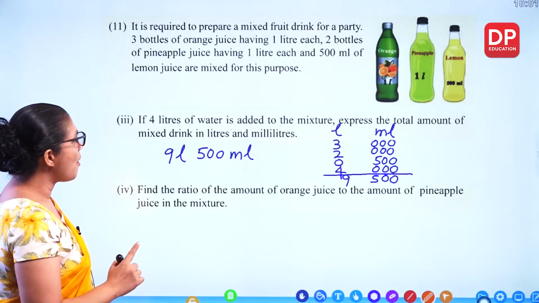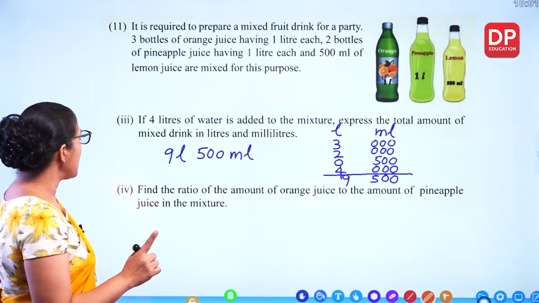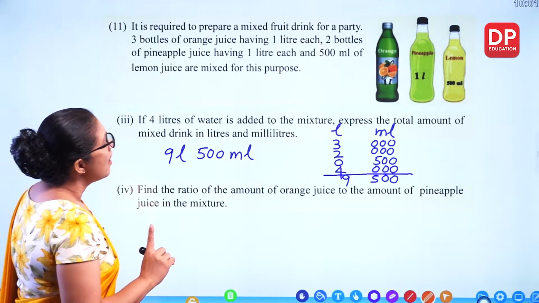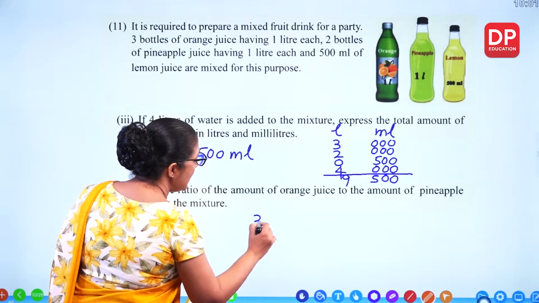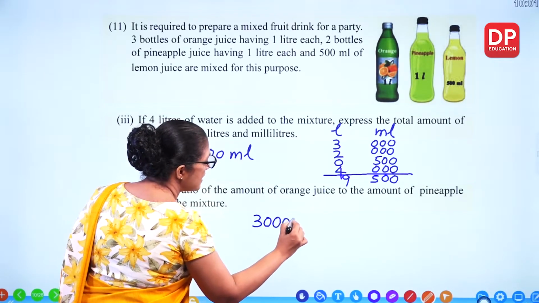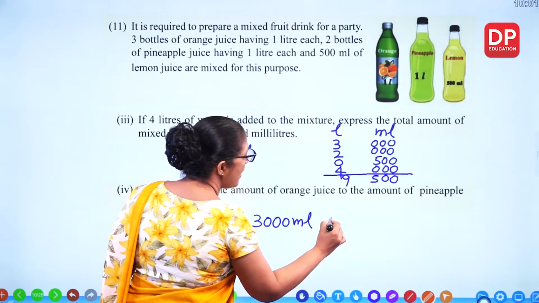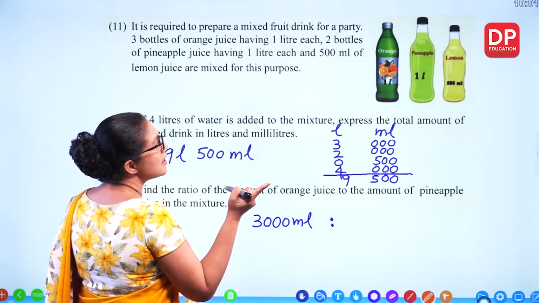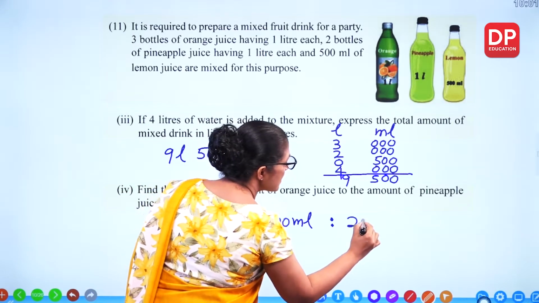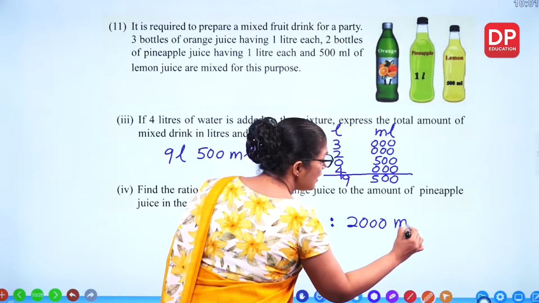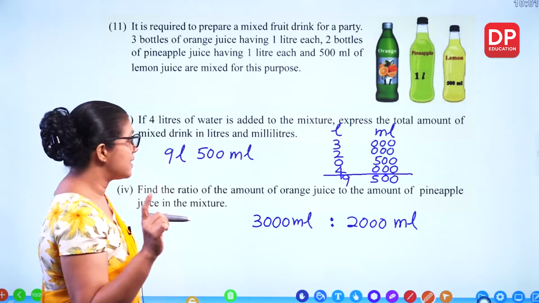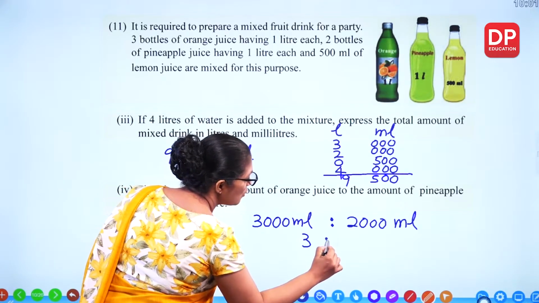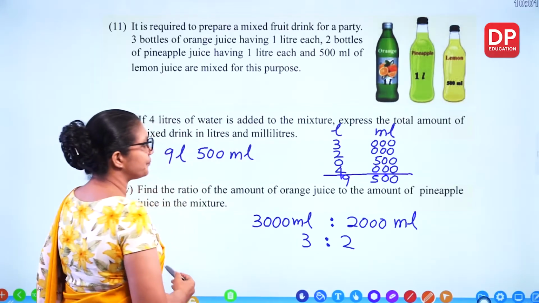Find the ratio of the amount of orange juice to amount of pineapple juice in the mixture. Orange juice, that's we found 3 liters or 3000 milliliters. And what about the pineapple juice? We found 2 times 1000, 2000 milliliters, not the liters. Now you can divide by 1000. You get 3 to 2 ratio.